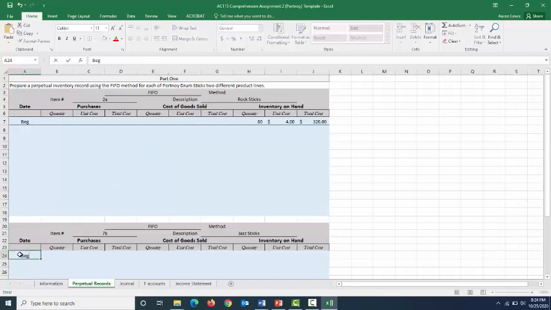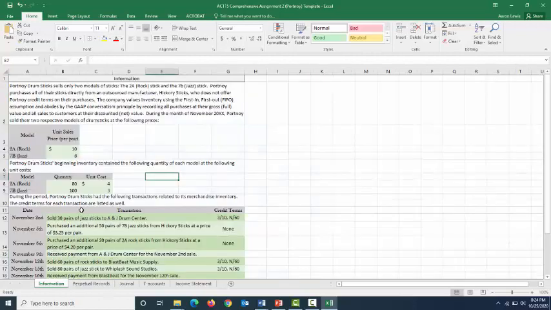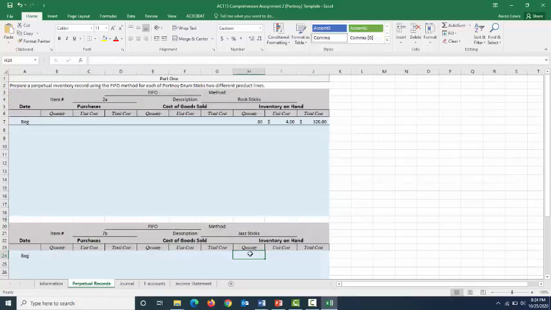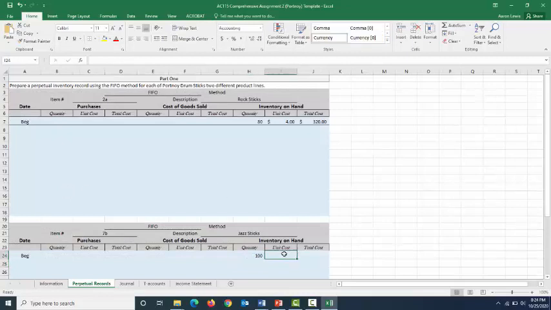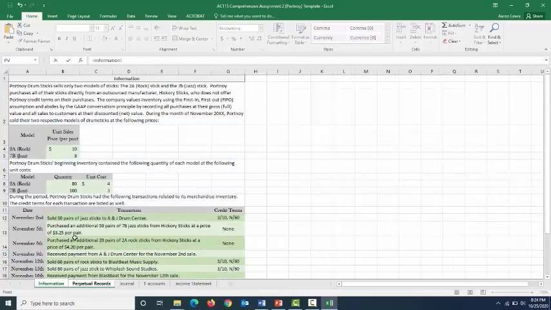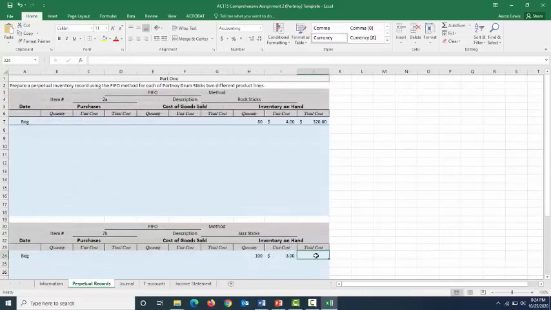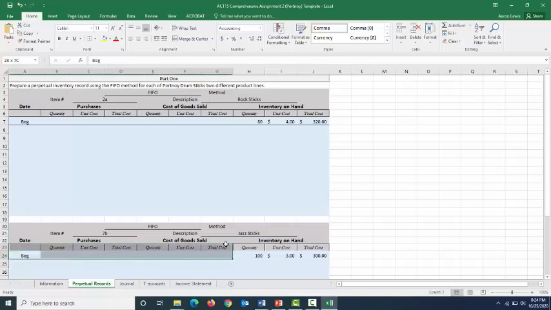We threw our 2A rock sticks in. Let's throw our 7B jazz sticks into our perpetual inventory record as well. Information tells us we're starting with 100 pairs at $3 a piece. So in our inventory on hand section, we can just hit enter, click on information, go grab our quantity of 100. Do the same thing to go grab our unit cost of our beginning inventory, which was $3 a piece. And if we multiply that out, that means that we have $300 of 7B jazz sticks when we started the period.